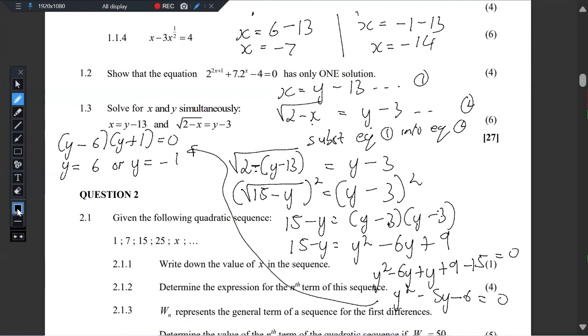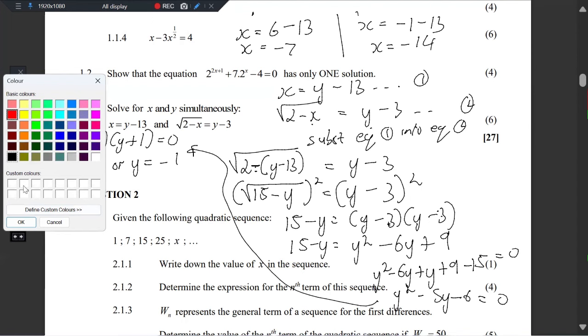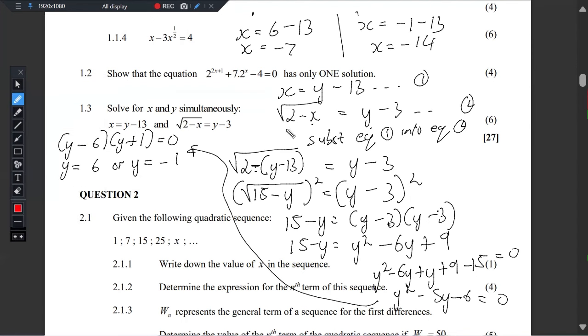Now, the memo is actually awarding marks for the substitution.